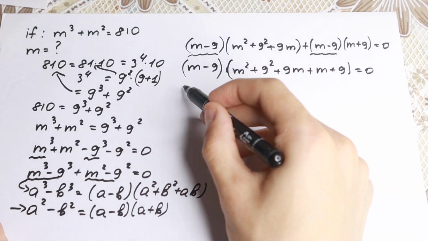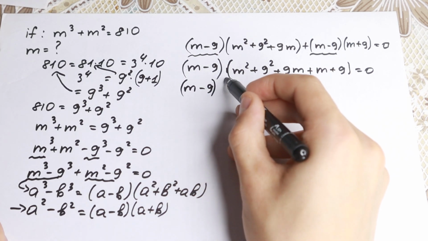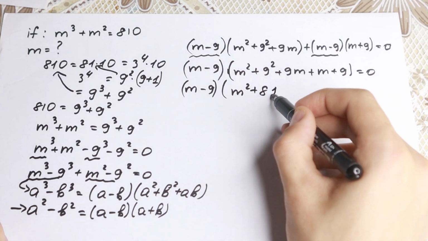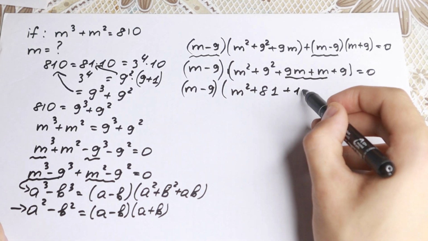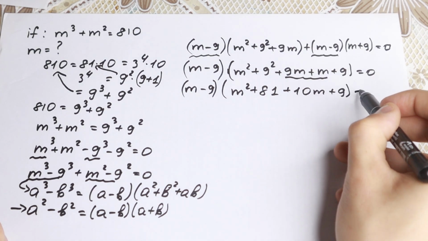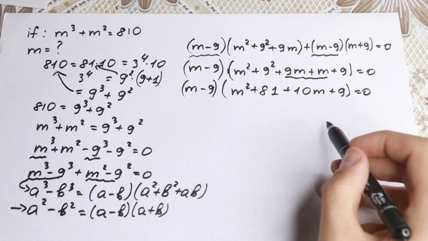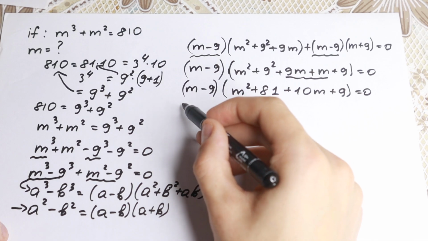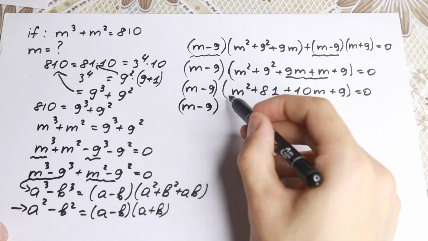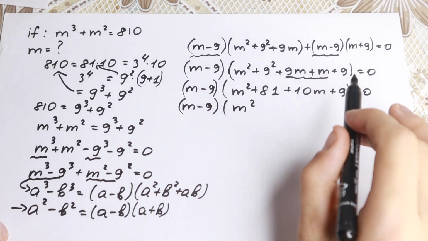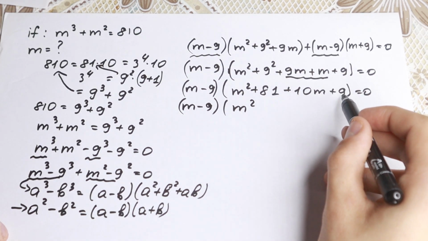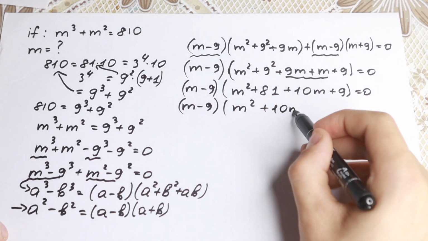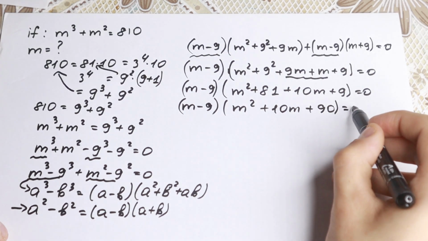Okay, let's simplify this. We will have (m - 9), and in the second parentheses we will have m² at first, plus 81, and let's add 9m plus m, which is 10m, and plus 9 equal to 0. Okay, we finally factored it. Let's simplify once more. We will have (m - 9), and in parentheses m². I want to change the order a little bit, because 81 plus 9 equals 90, so I want to bring 10m first, so plus 10m and plus 90 equal to 0.